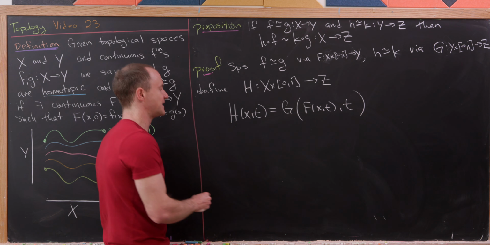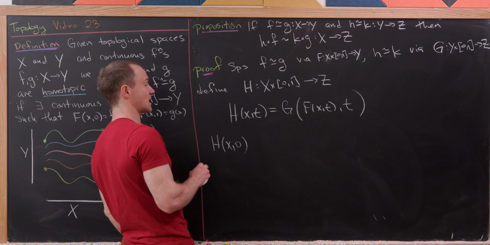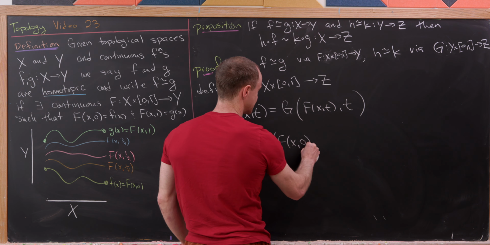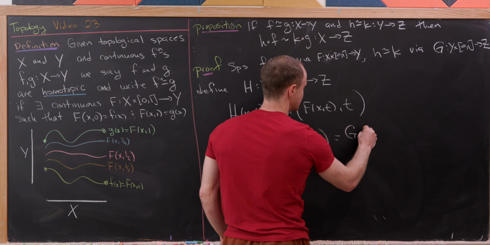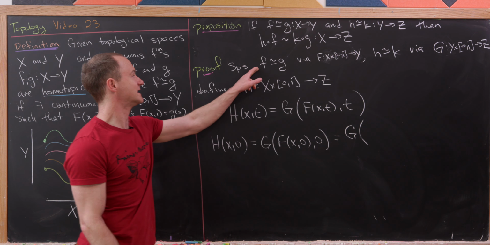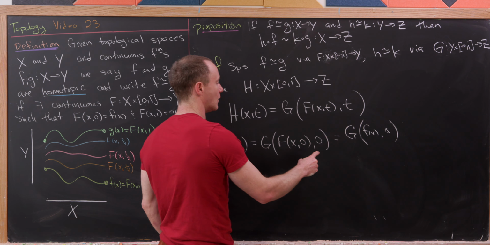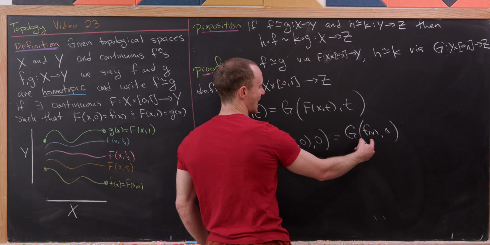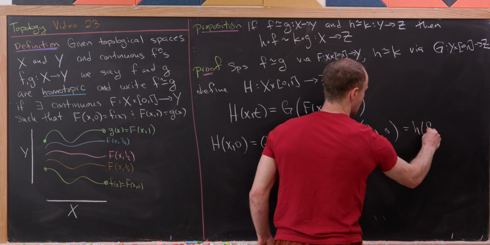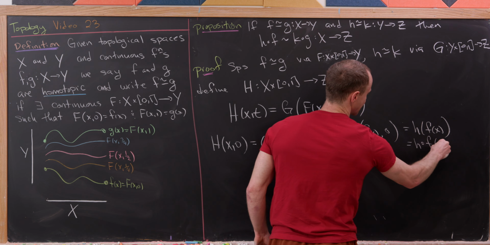Okay, so now let's make sure that this checks out. Here we've got H of (x, 0) is going to be G of (F of (x, 0), 0). But that's going to be G of, and now F of (x, 0) is what? Well, it's our function f of x. Good. And then we've got a 0 here. But now what does G do? Well, G takes whatever we have here and plugs it into h when we're at 0. So this is going to be h of f of x, or in other words, h composed with f of x.